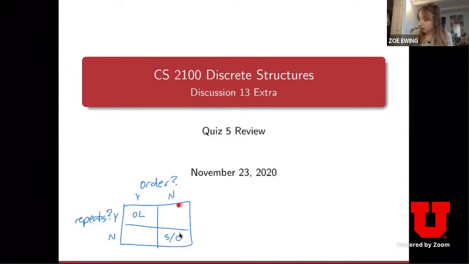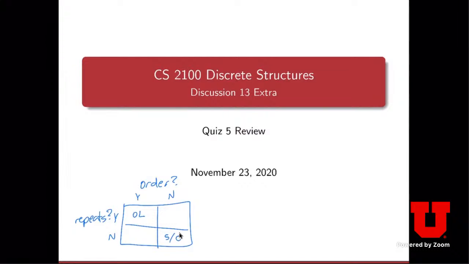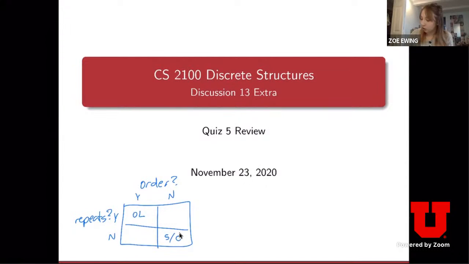Okay, and then what about the top right? Unordered list. Yeah, so we'll just put B for bag, and that leaves this bottom corner as permutation. So this will be super helpful. If you don't already have it on your index card, I would definitely recommend it because that was the most helpful thing when I was taking this class.